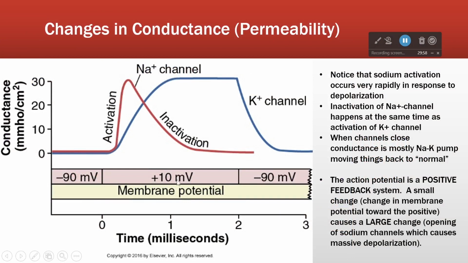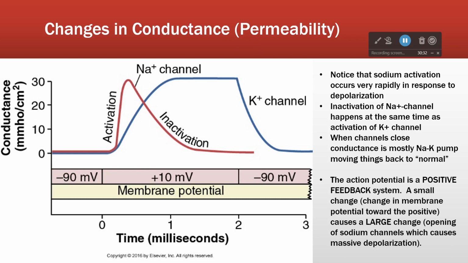So if this is our membrane potential and this is time, this is showing you the changes in conductance or permeability across the membrane. So the sodium channel opens very quickly and closes quite slowly. The potassium channel is slow to open, but closes quite quickly after we get quite a bit low in our membrane potential, right? So essentially, this is a positive feedback system.